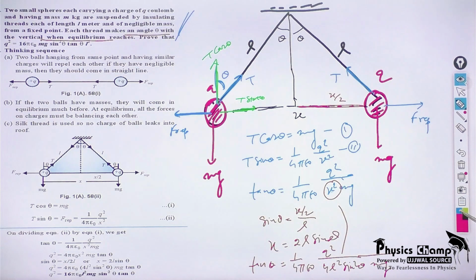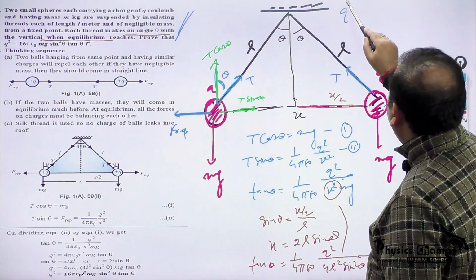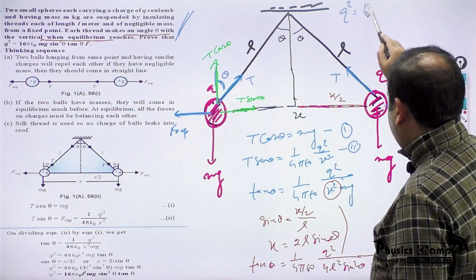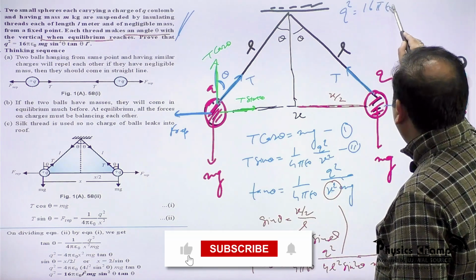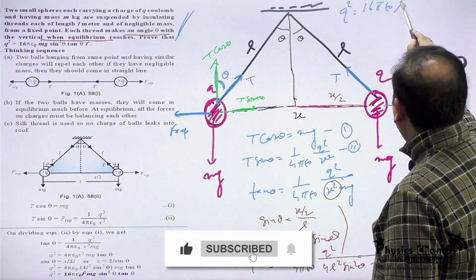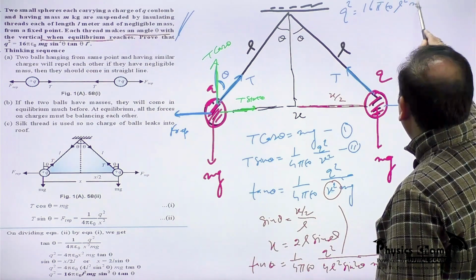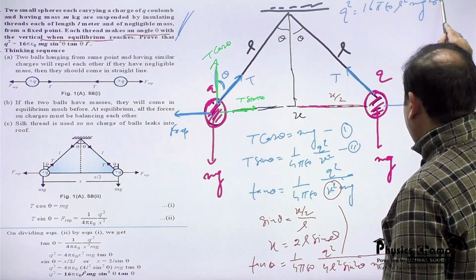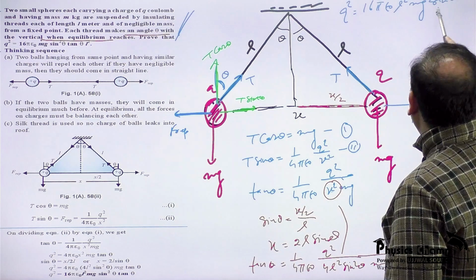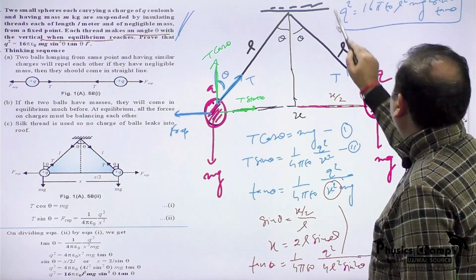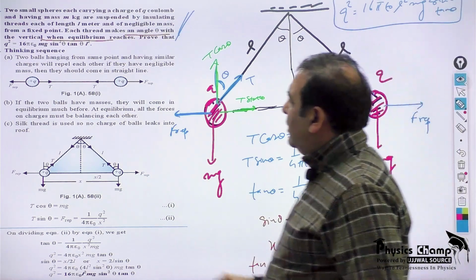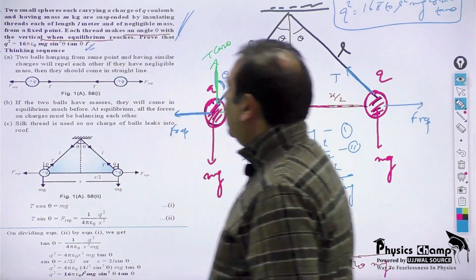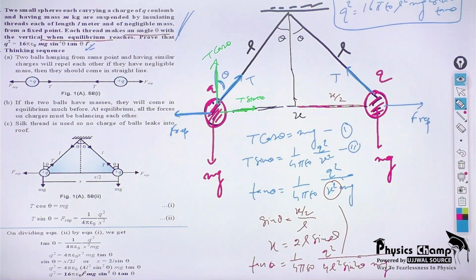And if I bring q square to one side, I will get the relation q square is equal to 16 pi epsilon naught L square mg sine square theta tan theta. So we can get that relation. What we are supposed to prove is that q square is equal to 16 pi epsilon naught mg sine square theta tan theta into L square.